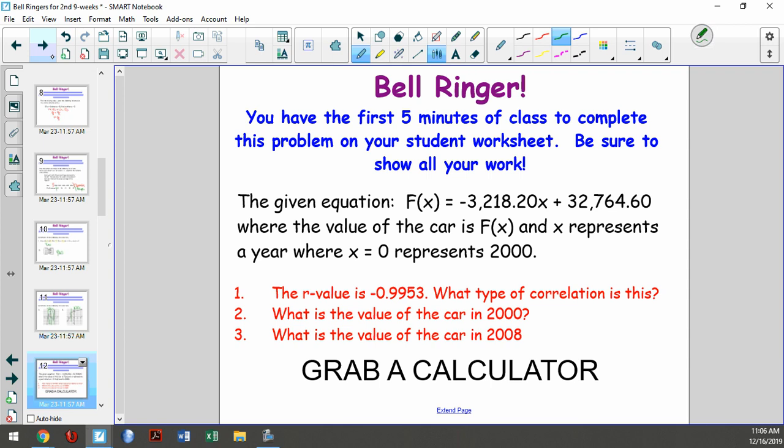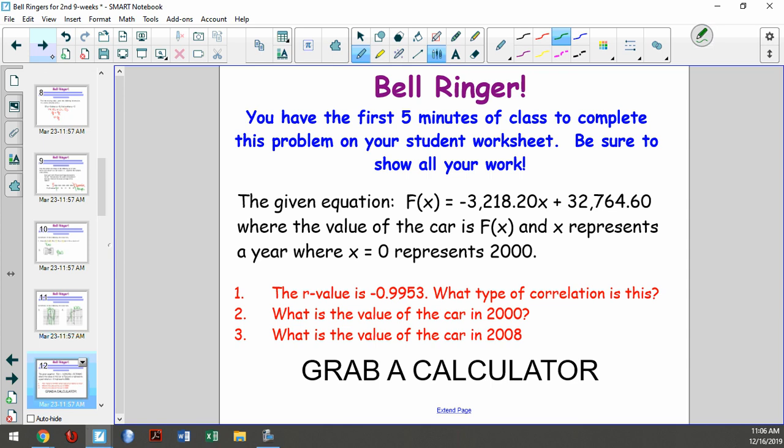So all you have to do is, given the equation f of x equals negative 3,218.20 times x plus $32,764.60, where the value of the car is f of x, and x represents a year where x equals 0 and corresponds to 2000. The R value is negative 0.9953. What type of correlation is that? Strong what? Strong negative correlation.